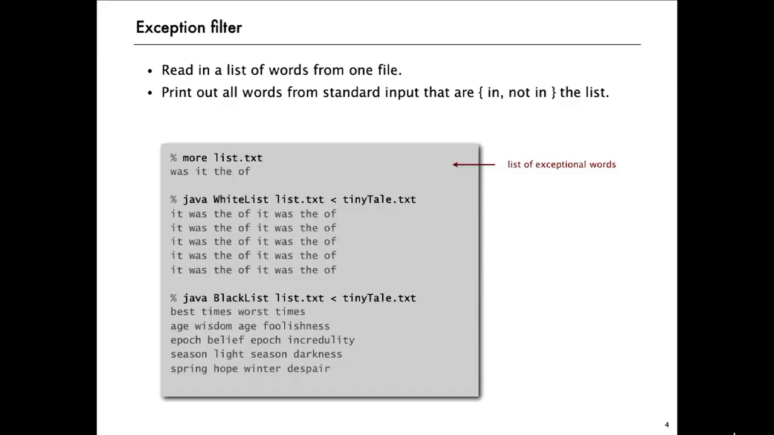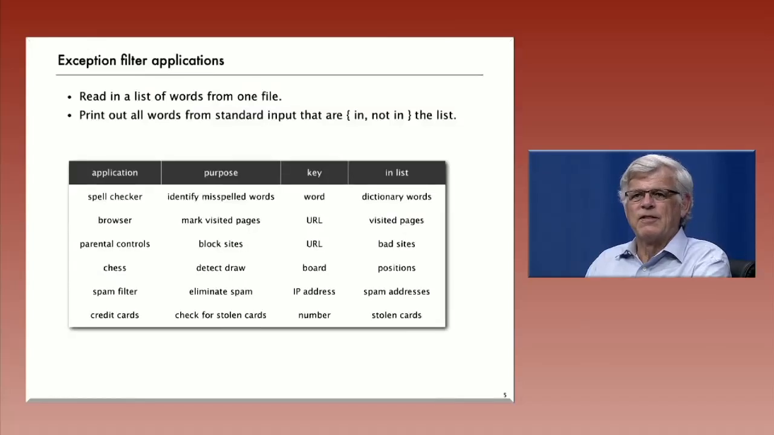Another complementary approach is to think of these words as words that we don't want to ever see. They're blacklists, and we want to take them out of our source file. So a blacklist client would print out all the words in our source file, tinytail.txt, except was, it, the, and of. In this case, best times, worst times, and so forth. So that's an exception filter, and that's useful in lots of applications, such as the ones listed here.